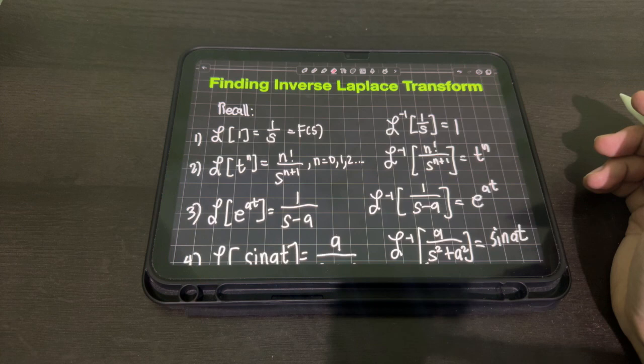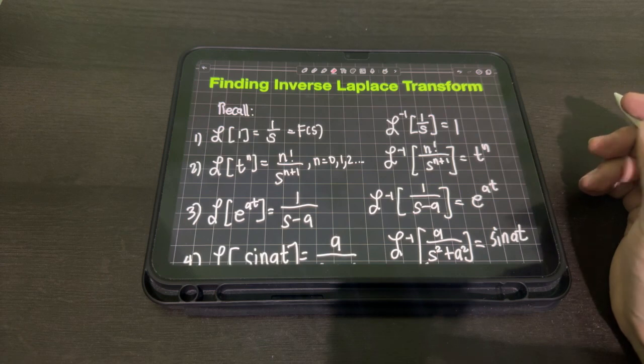Also, I already have previous videos all about Laplace transform, such as finding Laplace transform using its definition and finding Laplace transform using the derived table of formulas. If you haven't watched them yet, I will also put the links in the description so you can check them first. Here we will continue solving more problems in finding inverse Laplace transform.